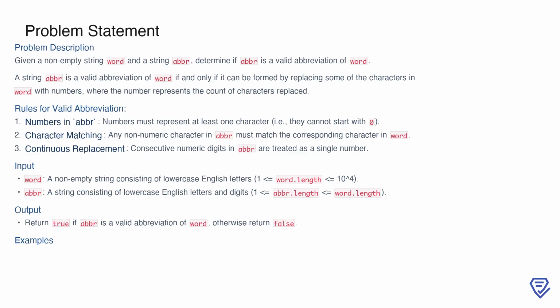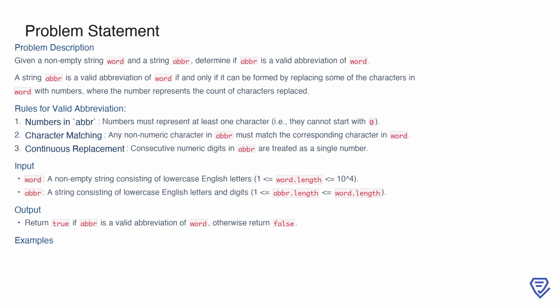There are a few rules to keep in mind here. First, numbers in ABBR must represent at least one character, so they cannot start with 0. Second, any non-numeric character in ABBR must match the corresponding character in word. And finally, consecutive numeric digits in ABBR are treated as a single number.